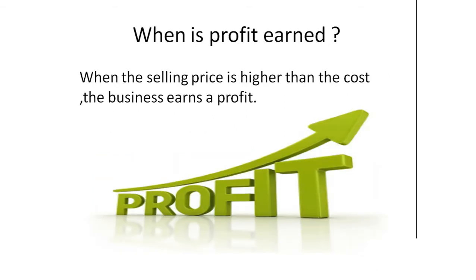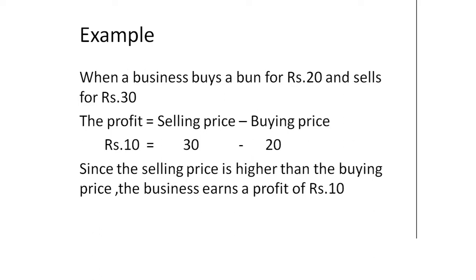When is profit earned? When the selling price is higher than the cost, the business earns a profit. Example: when a business buys a bun for 20 rupees and sells it for 30 rupees, what is the profit? Profit is selling price minus buying price. So, profit is 30 rupees minus 20 rupees, 10 rupees. Since the selling price is higher than the buying price, the business earns a profit of 10 rupees.